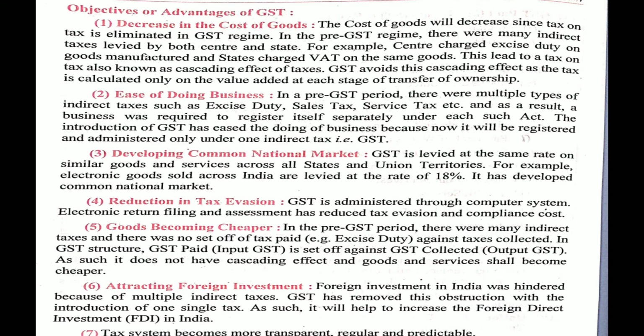Objectives and advantages of GST. The first advantage is decrease in the cost of goods. The cost of goods will decrease since tax on tax is eliminated in GST regime. In the pre-GST regime, there were many indirect taxes levied by both central and state. For example, central charged excise duty on goods manufactured and state charged VAT on the same goods. This led to tax on tax, also known as cascading effect of taxes. GST avoids these cascading effects on tax and is calculated only on the value added at each stage of transfer of ownership.